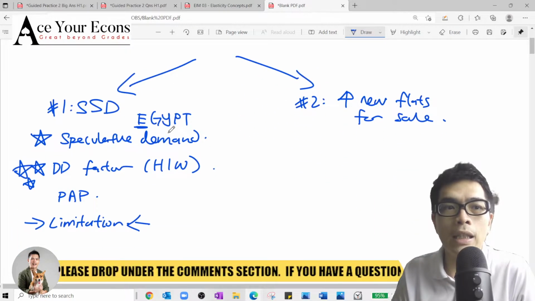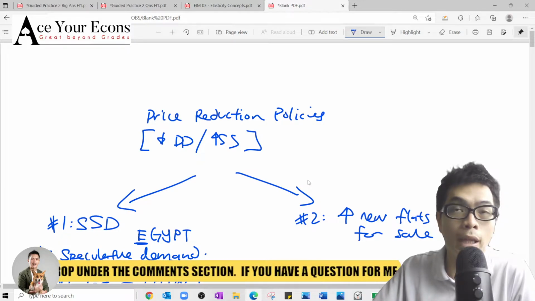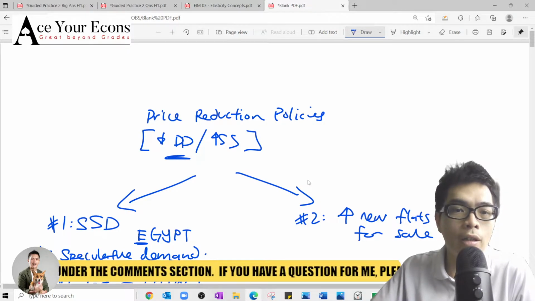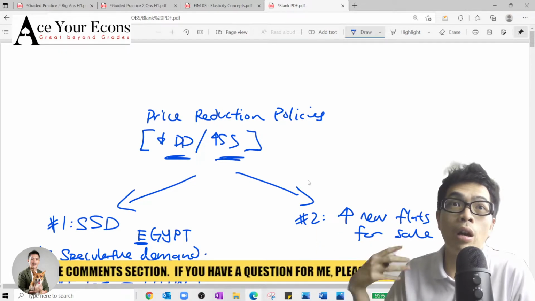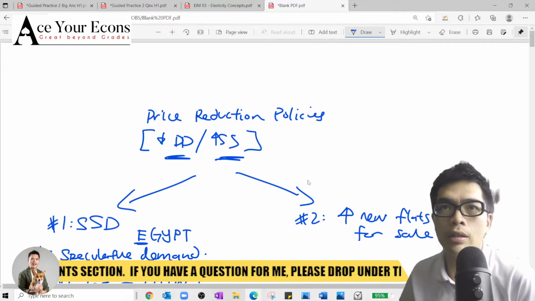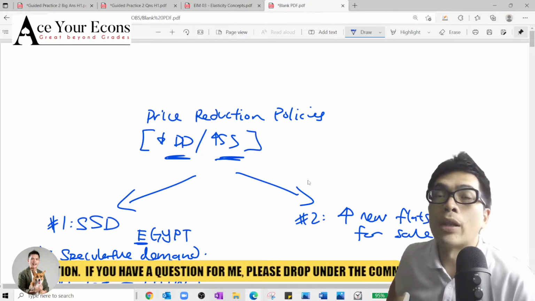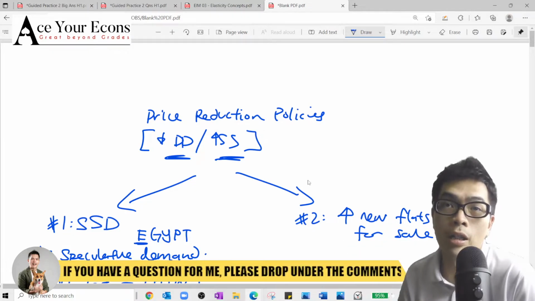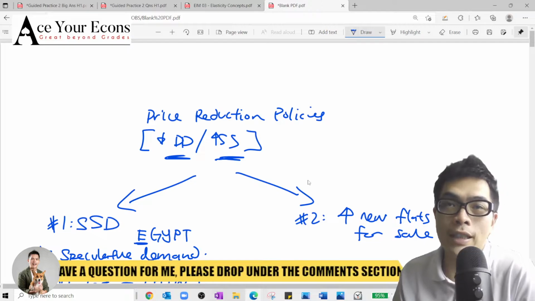Why is there a need to increase new flats for sale? Remember, it's also going back to our same approach, increasing fall in demand or increase in supply. These two are what we call price reduction policies that I've actually covered in the J1 content clip. If I'm not wrong, it's demand and supply part 2. If you're not sure, check out that clip. I covered this a little bit in depth. So this is the contextualization part.